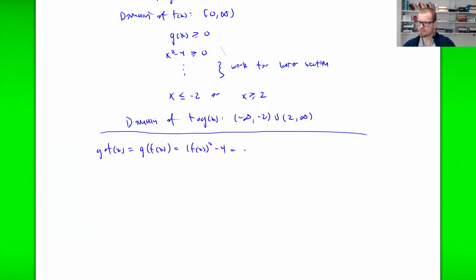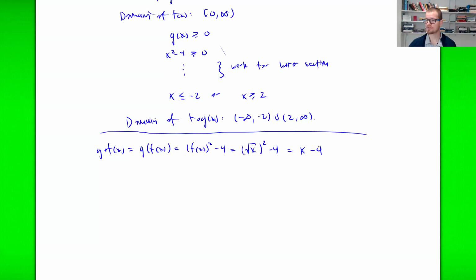F of X is the square root function. So I'm taking the square root of X, and then squaring it, and then subtracting 4. So this just results in x minus 4. There's no issue with squaring the square root. So this is just fine. The square root of x being squared is indeed x.